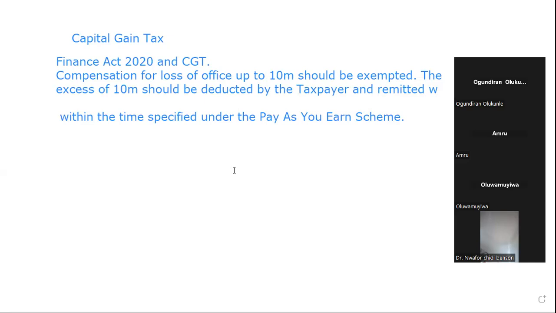Sir, can you come again on that figure, sir? So what I was saying basically is that let's put a figure to this. Let's say you have 20 million. So the first 10 million is still exempted, right? But for the next 10 million, there will be need for you to compute capital gain tax on it. After you compute it, you remit the capital gain tax alongside or based on the deadline for PAYE. You know the deadline for PAYE is the 10th of the subsequent month. So you have to remit such capital gain tax before the next PAYE deadline under the regulations of pay as you earn scheme.